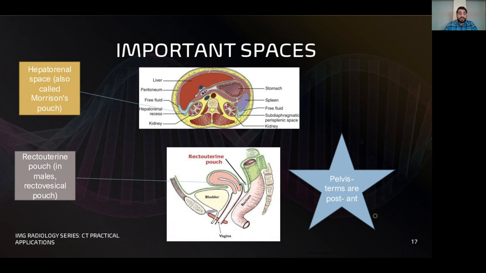There's also, in the pelvis, the rectouterine pouch in females, also called the pouch of Douglas. And in males, it's the rectovesical pouch, between the rectum and the bladder. So you've got your bladder, and then between the bladder and the rectum you usually have the vagina in females, and superiorly you've got the uterus. In males, of course, it's just the bladder and the rectum. So that's the basic anatomy of the pelvis. And in the pelvis, the terms are opposite. Usually you go from anterior to posterior, but in the pelvis you go the opposite way, posterior to anterior.